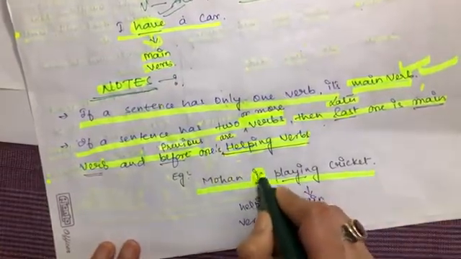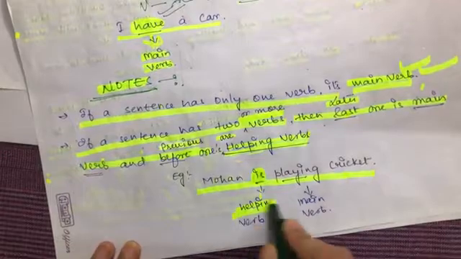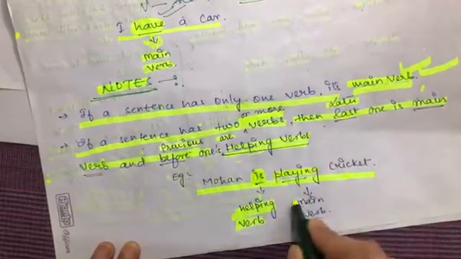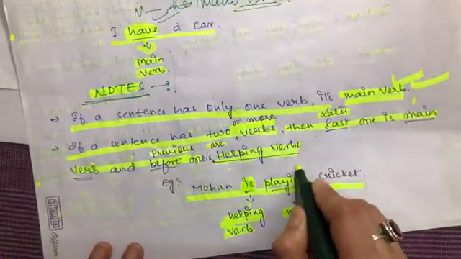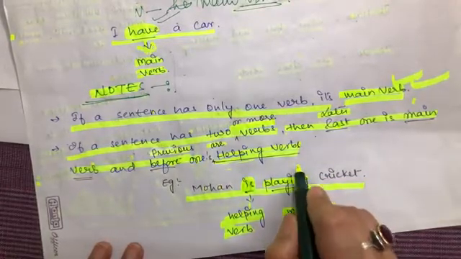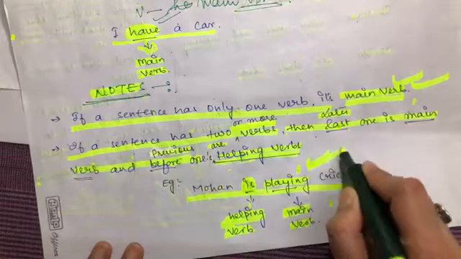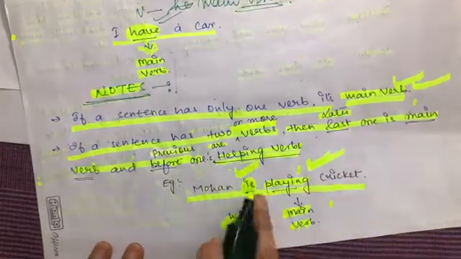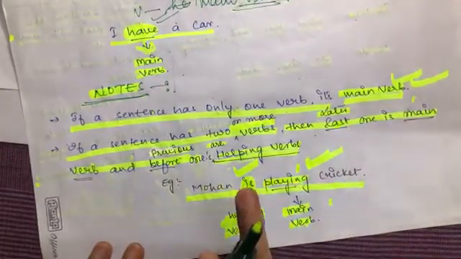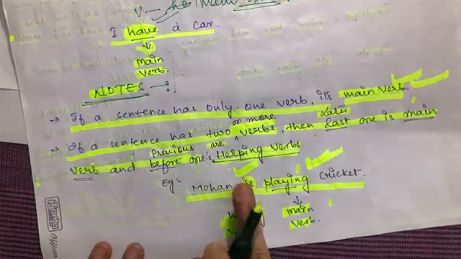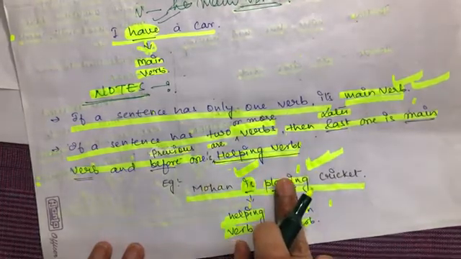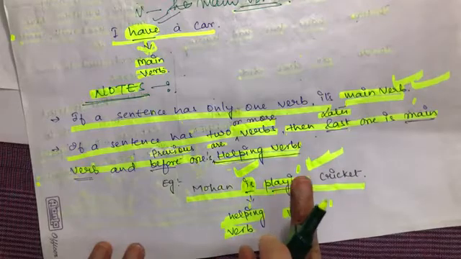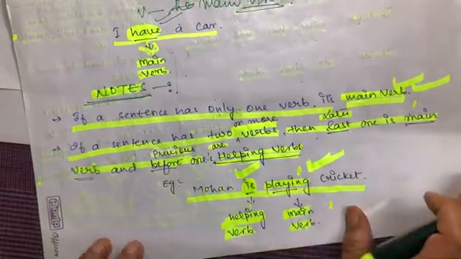Here is the helping verb, and playing becomes the main verb. Two verbs are there. This verb comes at the end, so it is taken as the main verb, and this verb comes before the main verb, so it is taken up as the helping verb. The verb which comes after the helping verb is taken up as the main verb.